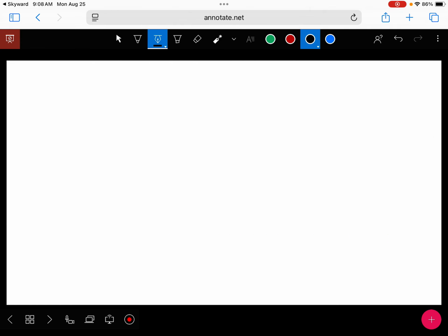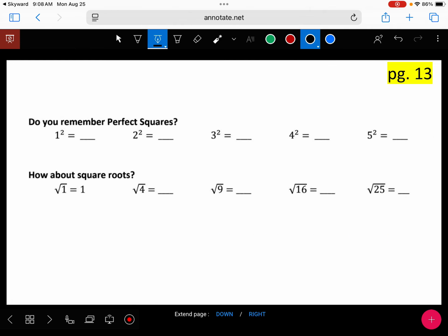So, let's talk about perfect squares. A perfect square is what you get when you multiply a number against itself. 1 times 1 is 1. What's 2 times 2? 4. What's 3 times 3? 9. This is going to take a long time if y'all don't participate. What's 4 times 4? 16. And what's 5 times 5? 25. So these are called perfect squares.